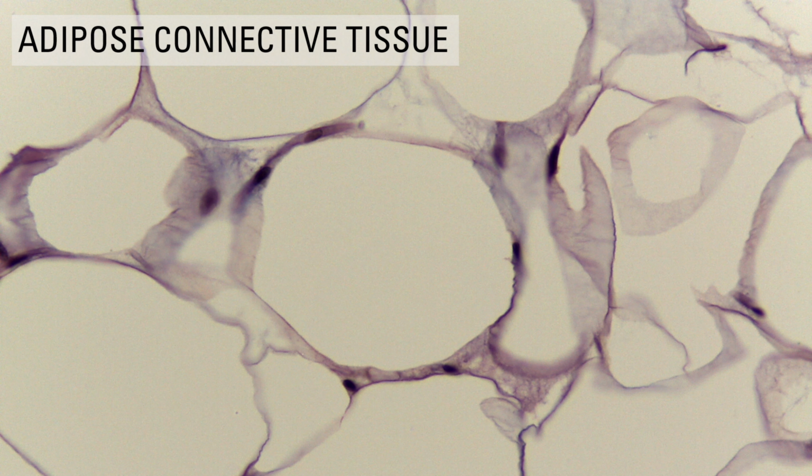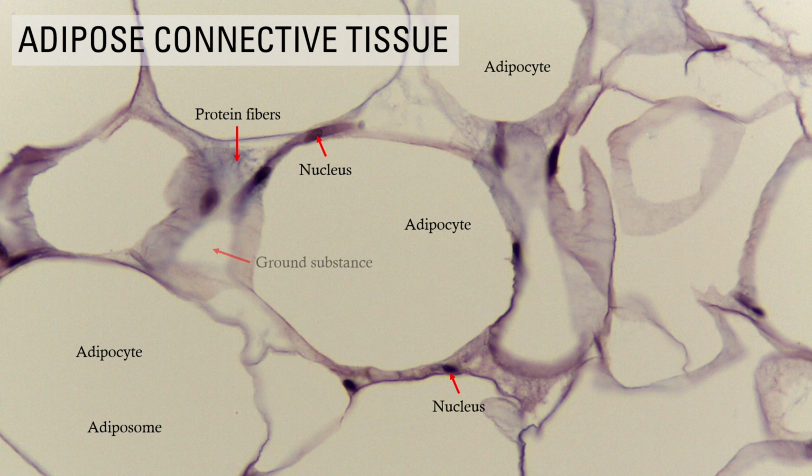Adipose connective tissue is a bit interesting. The cells, called adipocytes, are actually pretty close to each other. They are considered loose connective tissue because of their adiposomes, fat droplets stored in large vesicles inside of the adipocytes. The protein fibers and the ground substance are only found at junctions between the adipocytes and are both relatively sparse.